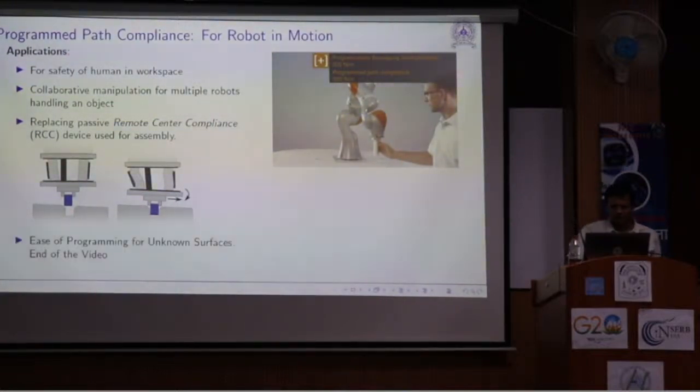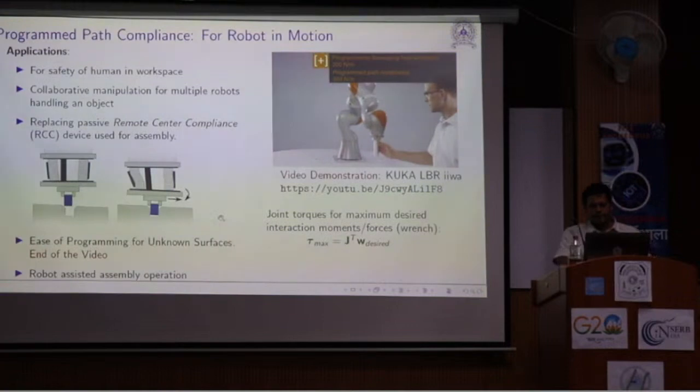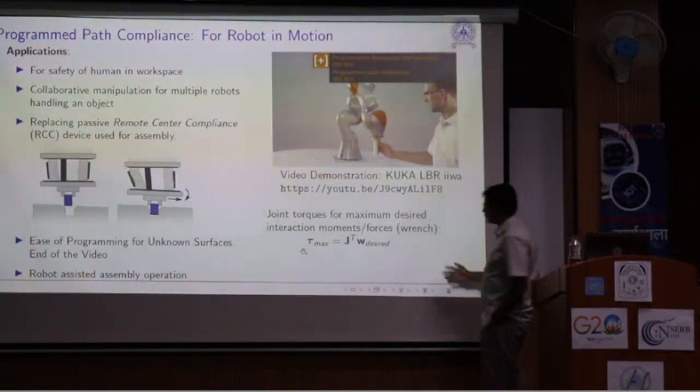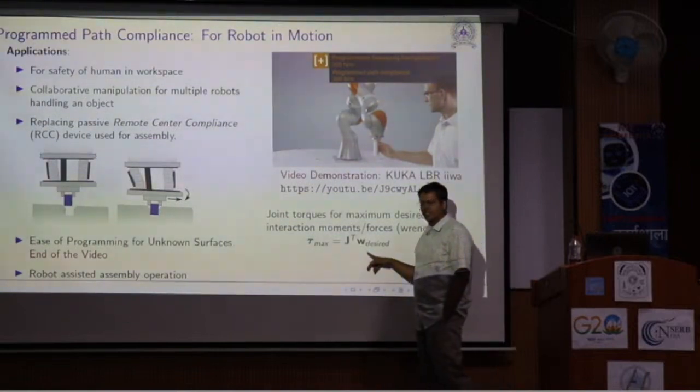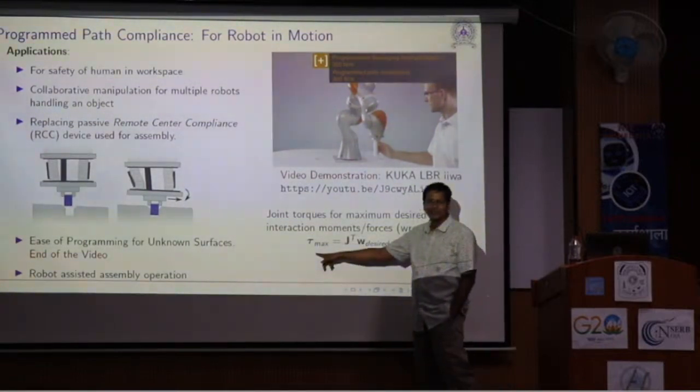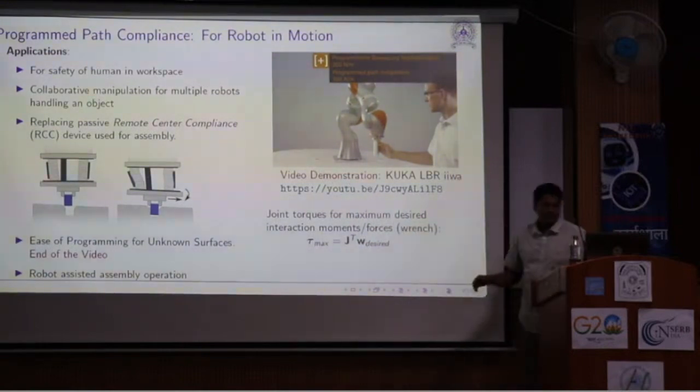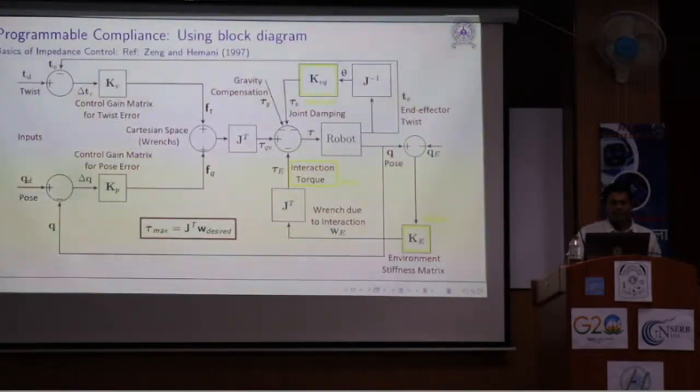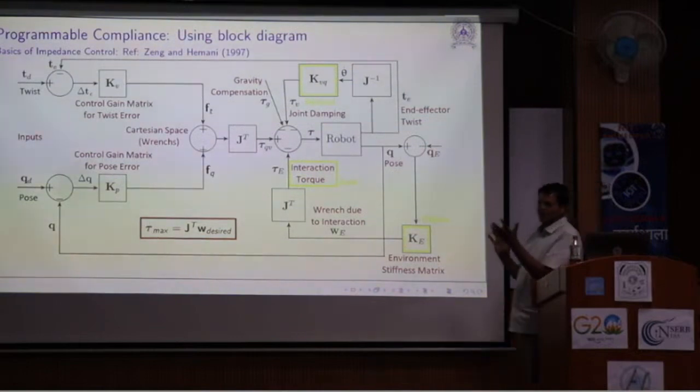So ease of programming of unknown surfaces. I have shown you a similar video. So robot assisted assembly. This is a kind of assembly, a peg in a hole task that I have shown, can be done with this. So this is simple mathematics that takes care of this. If somebody is familiar, this is Jacobian transpose. External wrench gives you the necessary torque to do this. So this is a kind of controller which is there inside.